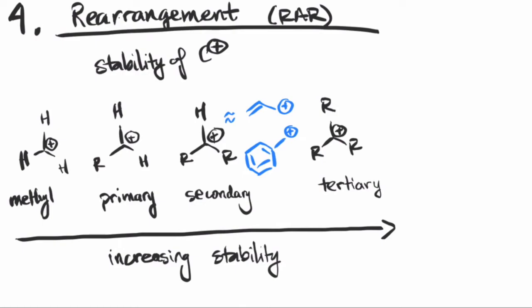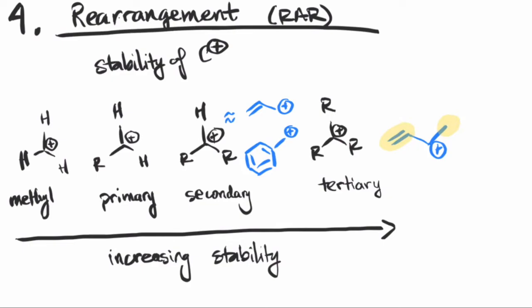And then if you add these two effects together, you can have something more stabilizing than a tertiary. So for example, if you have a substituted allylic position, you not only have the resonance structure from the pi bond, but also the hyperconjugation effect from it being more substituted. So in fact, that molecule itself is even more stable than your tertiary carbocation.